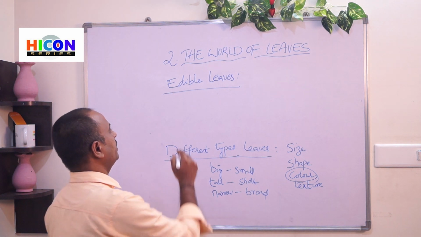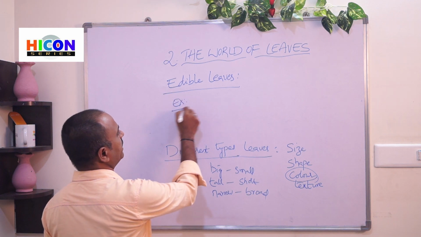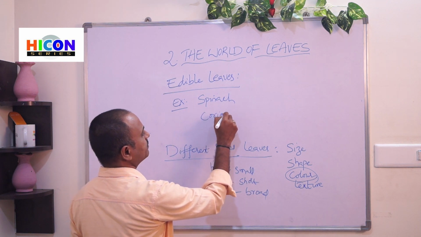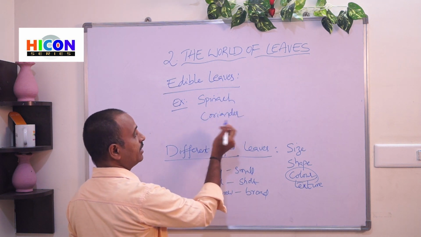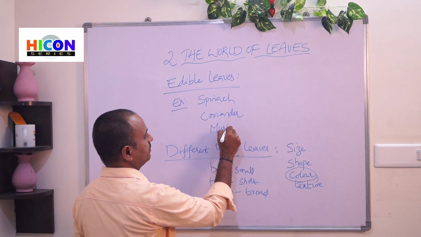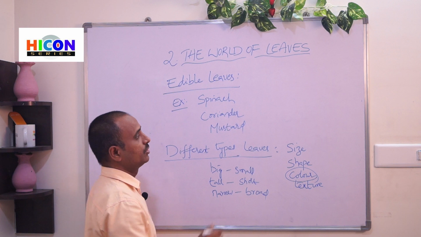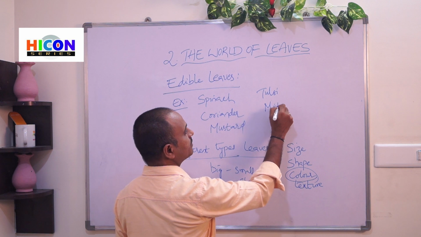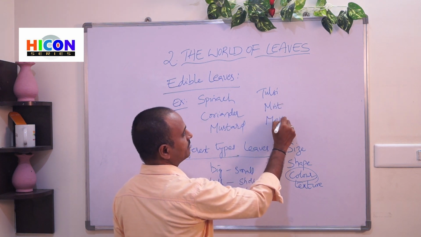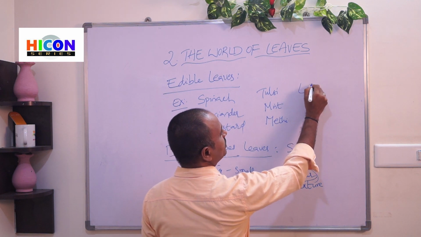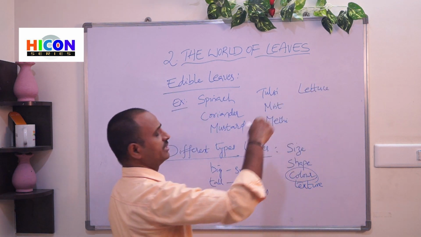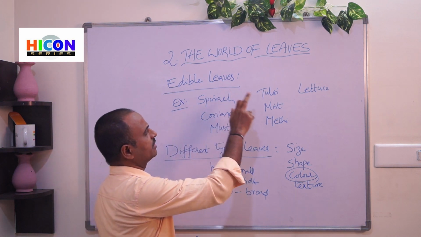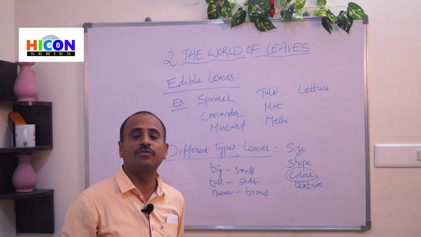So examples for the edible leaves are, the first one is spinach, coriander, next mustard, tulasi, mint, methi, lettuce. So children, these are some examples for edible leaves. We can use all these types of leaves in different types of food materials.